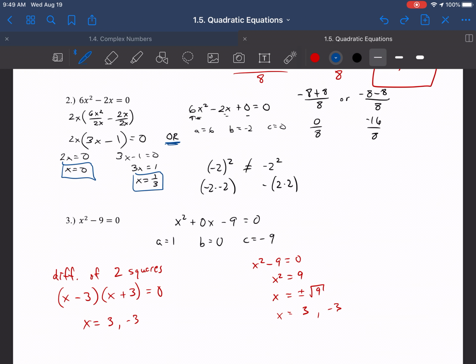The next one is x squared minus 9. Now in this one we're missing an x term. We're missing that b term. So if we rewrite this, we rewrite it as x squared plus 0x minus 9.